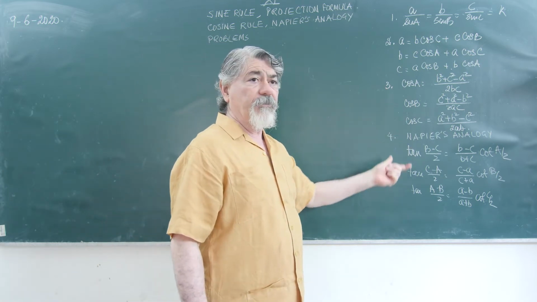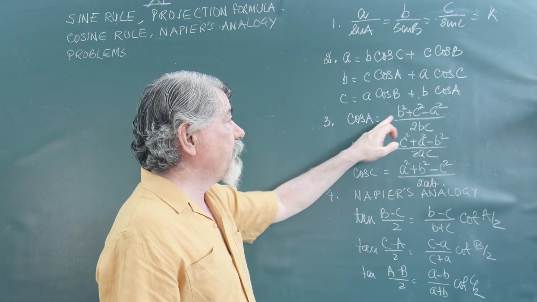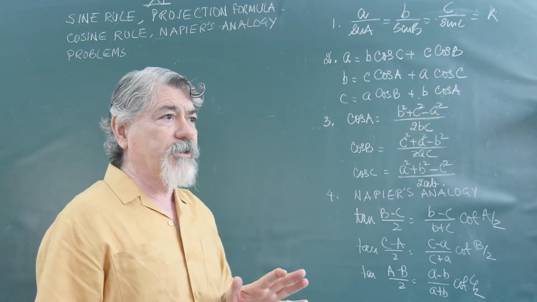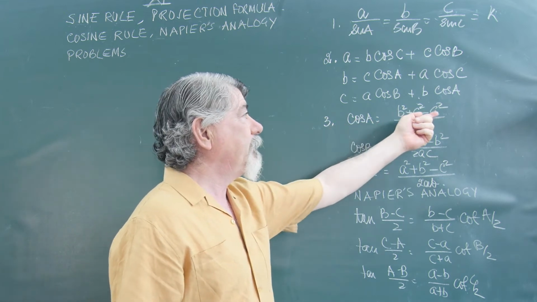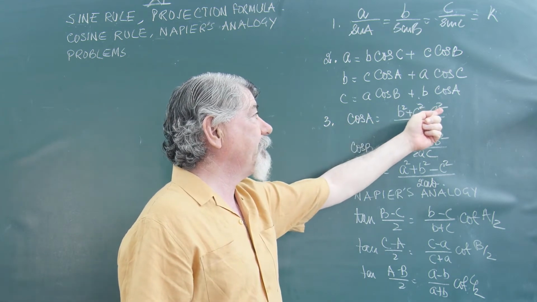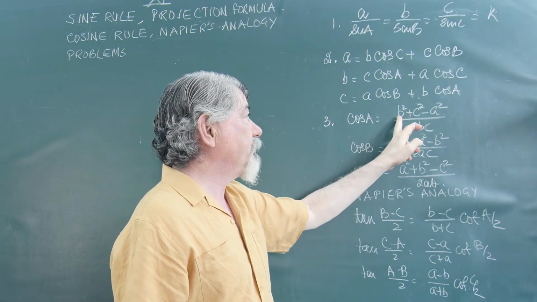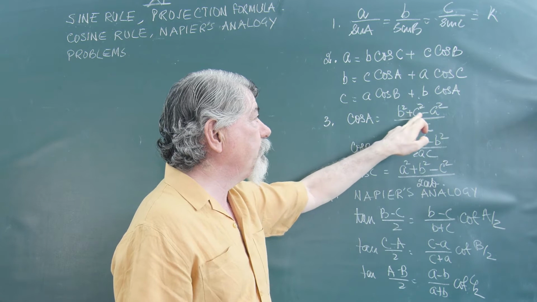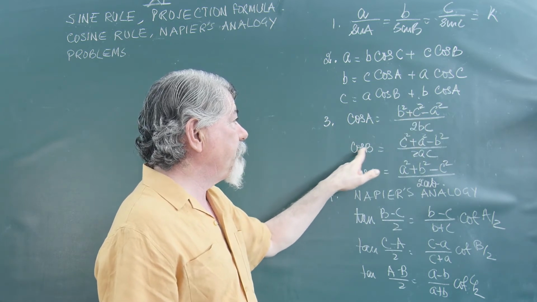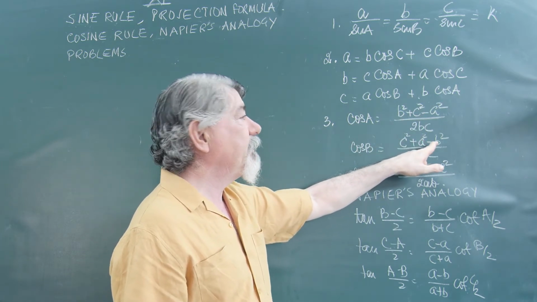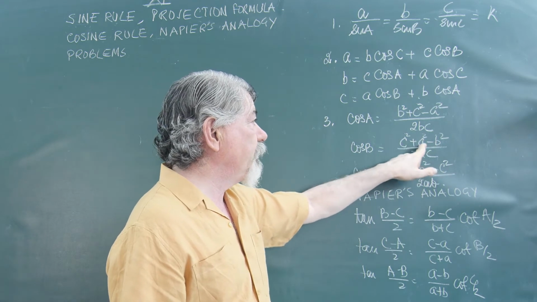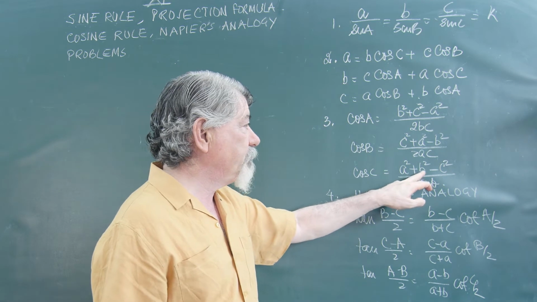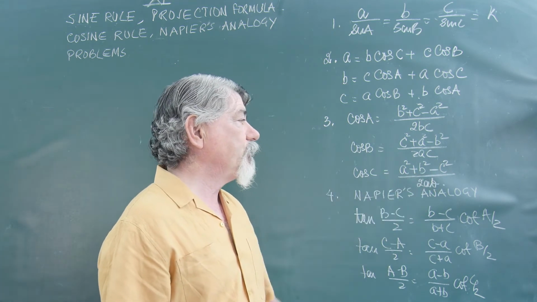Similarly, cosine formulas, where cos A was equal to b square plus c square minus a square upon 2bc. It is also simple. When I'm talking of A, then a square comes at the last, minus a square. b square plus c square minus a square. In the denominator, it is 2 into bc. When I write cos B, I'll write c square plus a square minus b square upon 2ac. When I write cos C, it is a square plus b square minus c square upon 2ab.